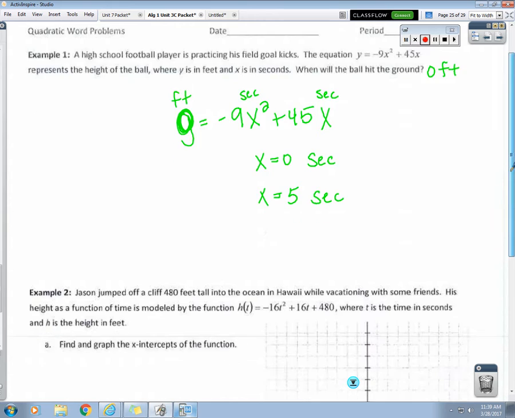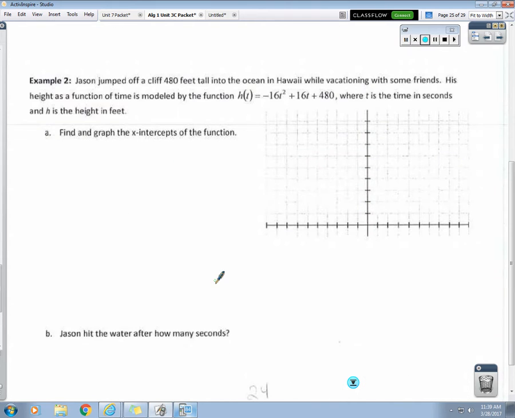Okay, example 2. Jason jumped off of a cliff 480 feet tall into the ocean in Hawaii while vacationing with his friends. Now, that's a long jump. So really, this probably should have been worded, Jason killed himself by jumping off a cliff 480 feet tall into the ocean in Hawaii while vacationing with friends. His height as a function of time is modeled by negative 16t squared plus 16t plus 480, where t is time in seconds and h is height in feet.